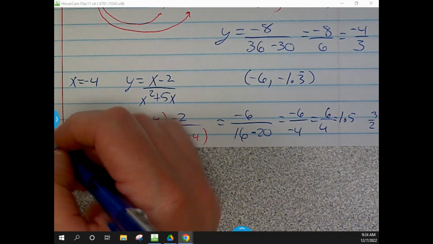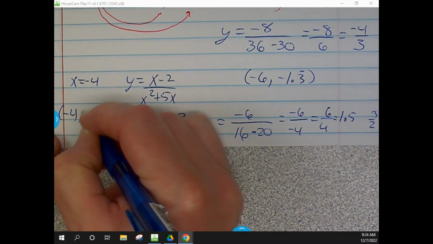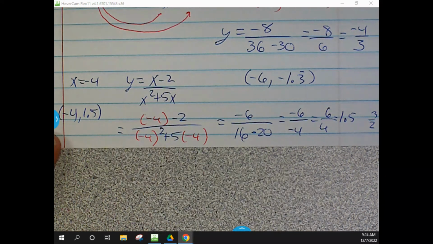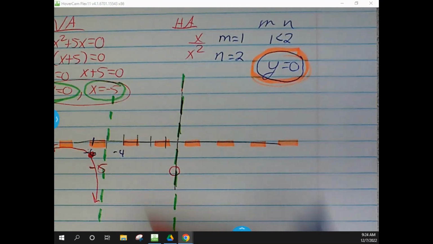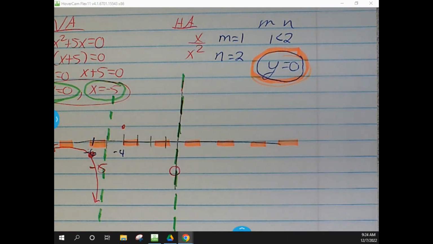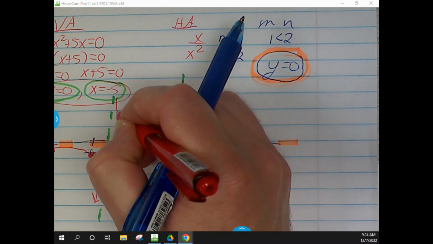Okay, so this point is at -4, 1.5. And again, if we plot that one point, that means every point's either above or below the graph there. So -4, 1.5 is about here, which means that this graph is going to be over here. Now, here's the catch.